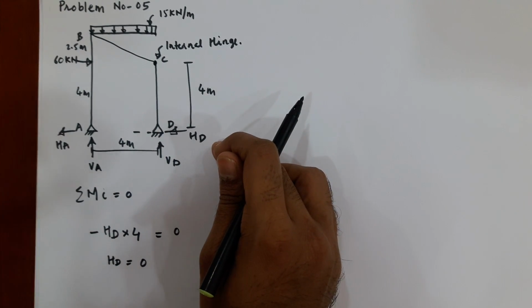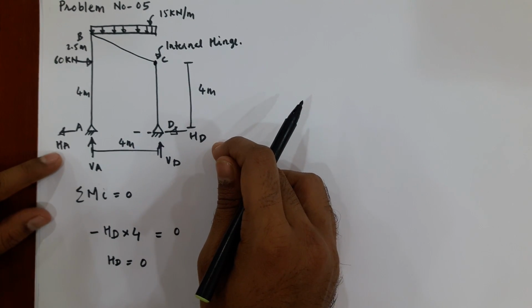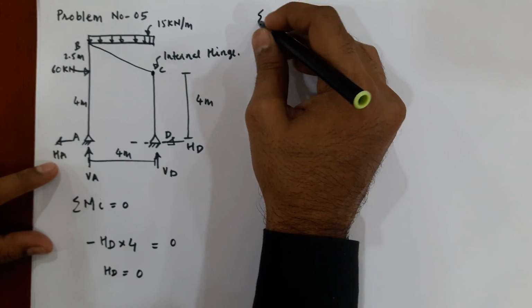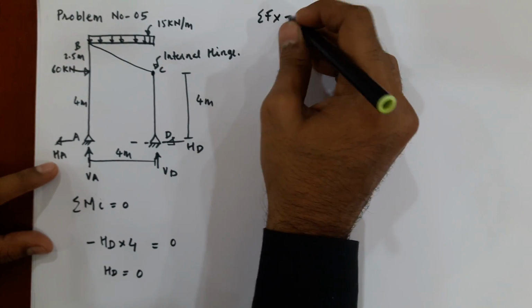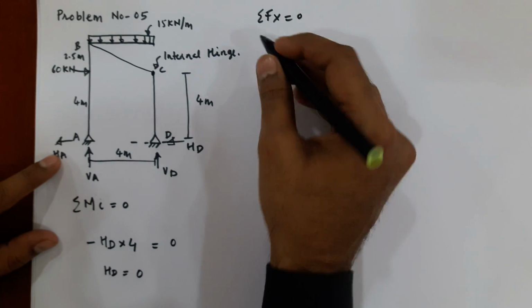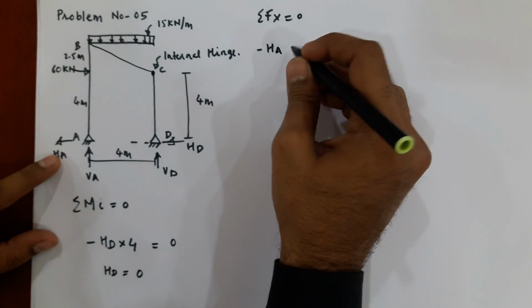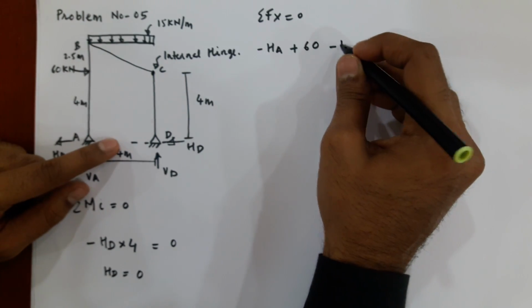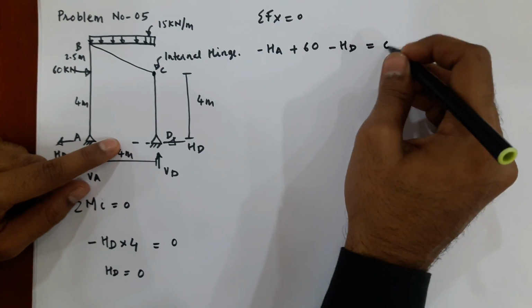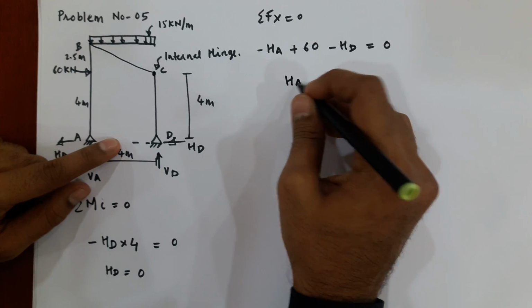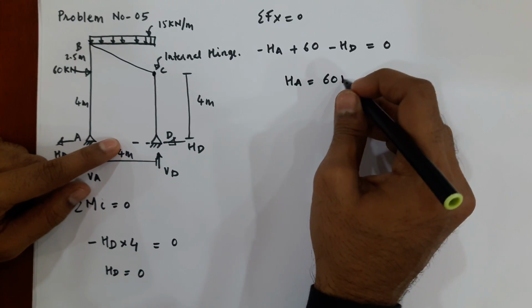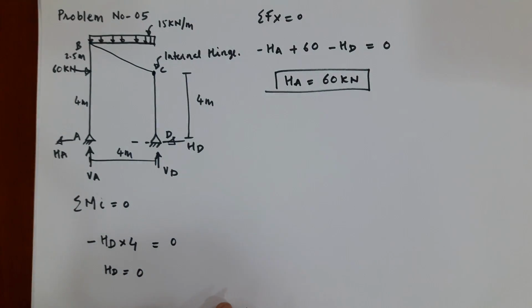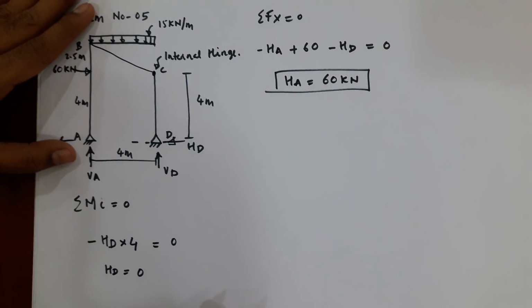Now after getting HD, we can easily find HA. We have to use summation of Fx equal to 0, okay, minus HA plus this 60 minus HD equal to 0. So HA you will be getting 60 kilonewton because HD is 0. Okay, now we need to find VA.